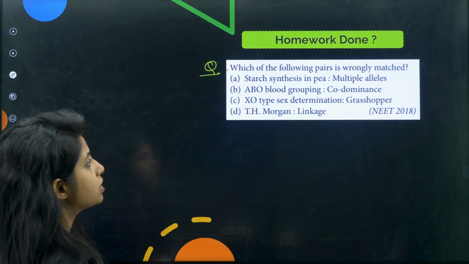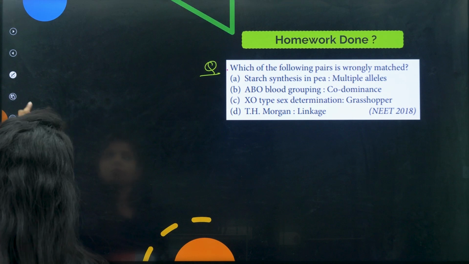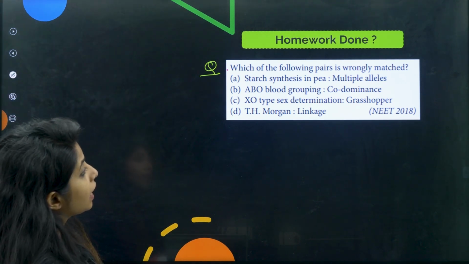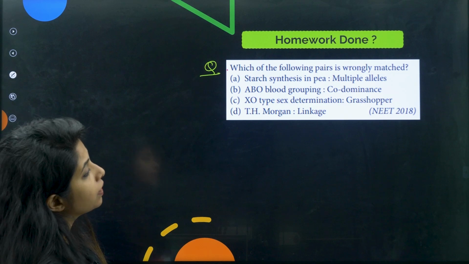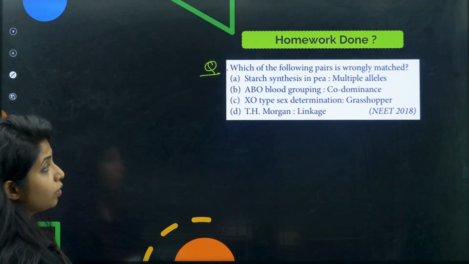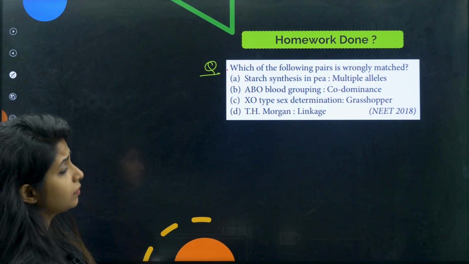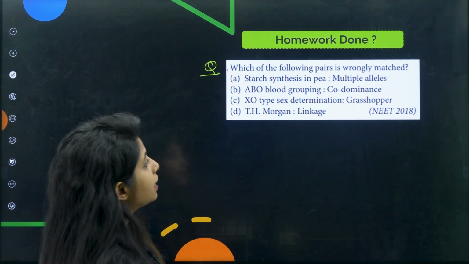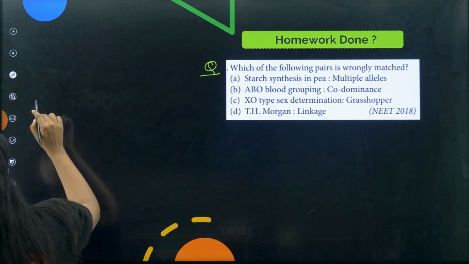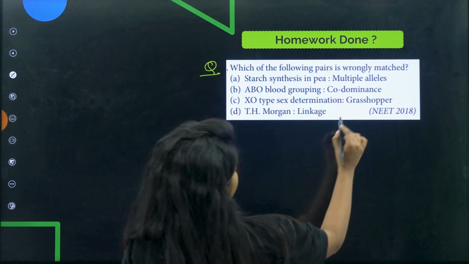Okay, so starch synthesis in peas says multiple alleles are there for starch synthesis in peas. Next thing, ABO blood grouping shows codominance. Okay, XO type sex determination is found in grasshopper. T.H. Morgan was the one who found out linkage. So according to me, children, everything is correct.